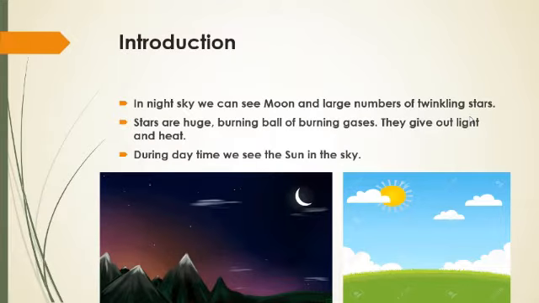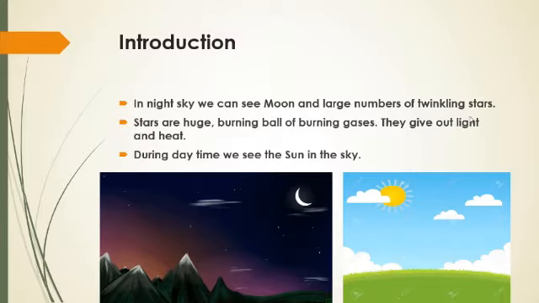Now children, if I ask you what you can see whenever you look at the night sky, I know surely you will tell me, ma'am, we can see the moon and a large number of twinkling stars in the night sky. Yes children, you are right. You can see the moon as well as a large number of twinkling stars if you look at the night sky.